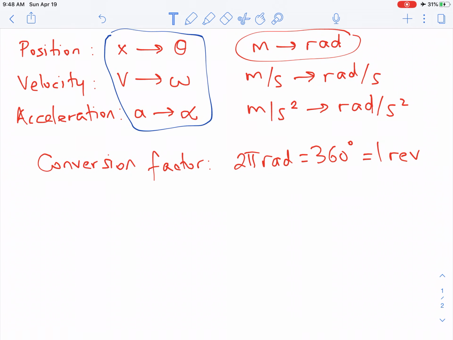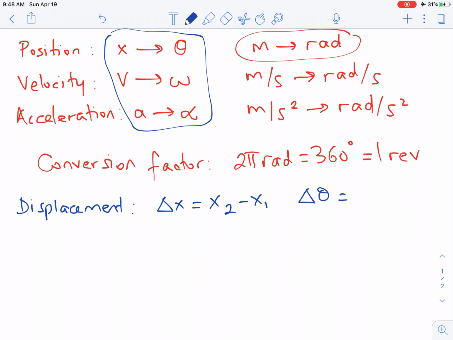Okay, so next let's think about the equations as well. For the position, again, was x, and theta is what we are using for angular. Let's start from the displacement. In the one-dimensional case, delta x is our displacement, and that's x2 minus x1. In angular form, we have delta theta, and that's going to be theta 2 minus theta 1, right? Very similar, just replace x with theta.